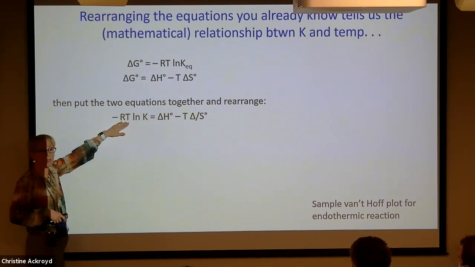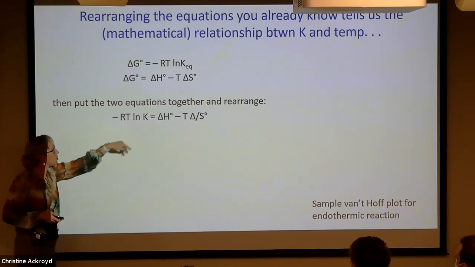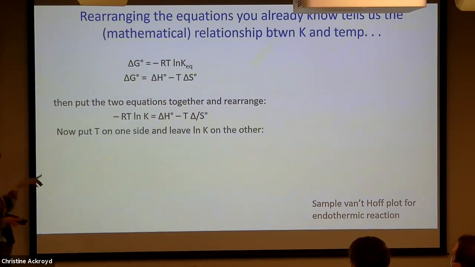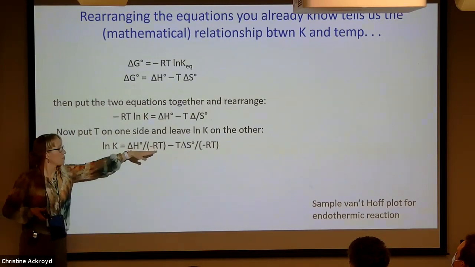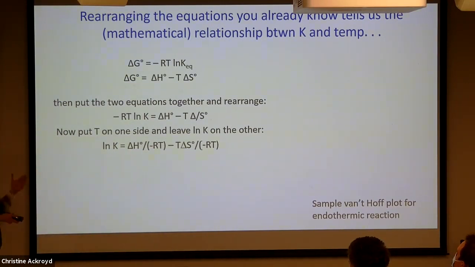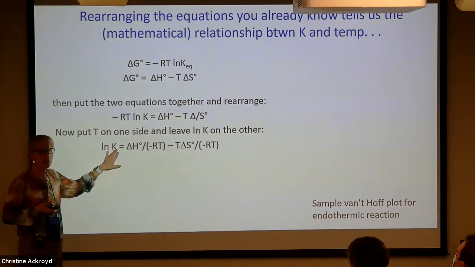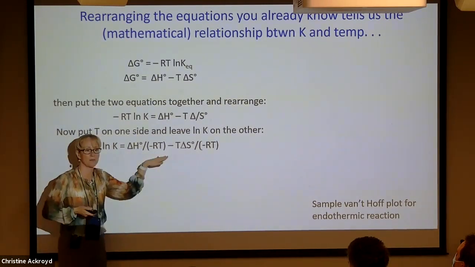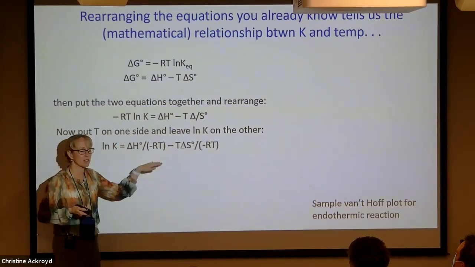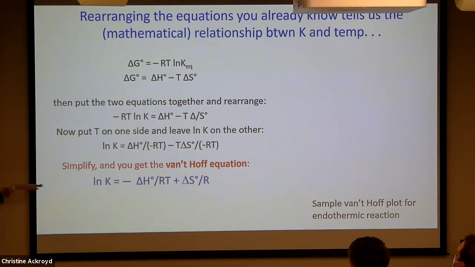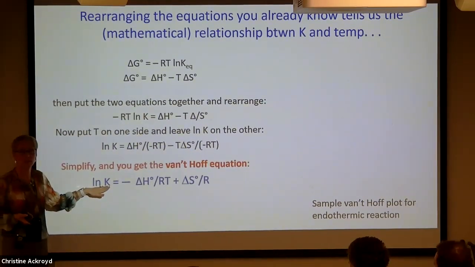Now we get temperature on both sides of the equation. How will we fix that? Divide both sides by RT. Now do we have an equation that makes K a function of temperature? It's still kind of ugly, right? So we can simplify it a little bit and we get this equation.